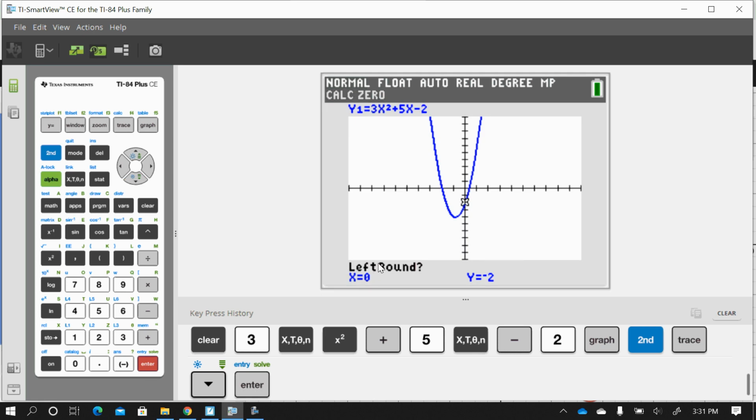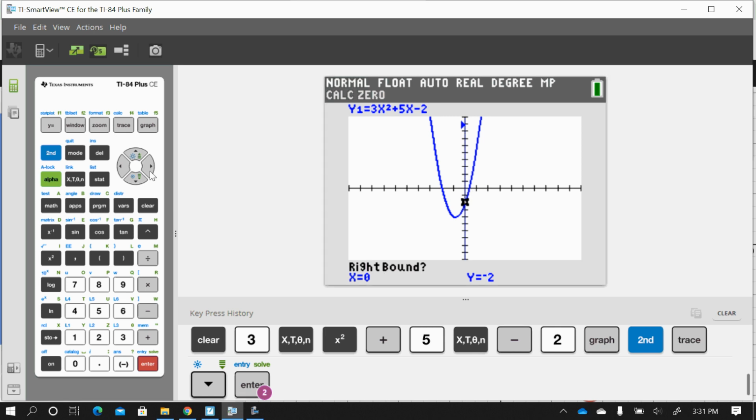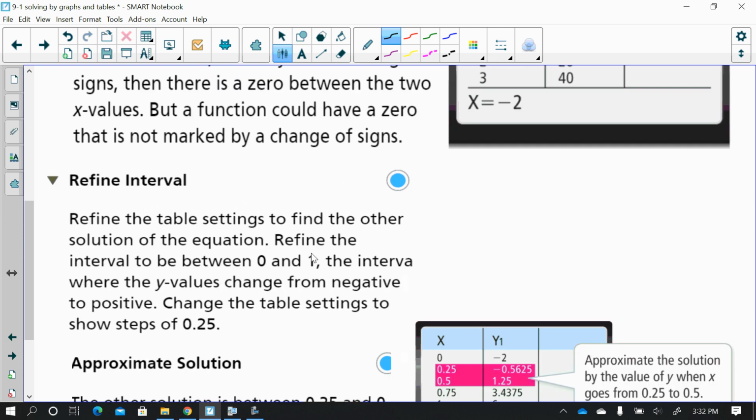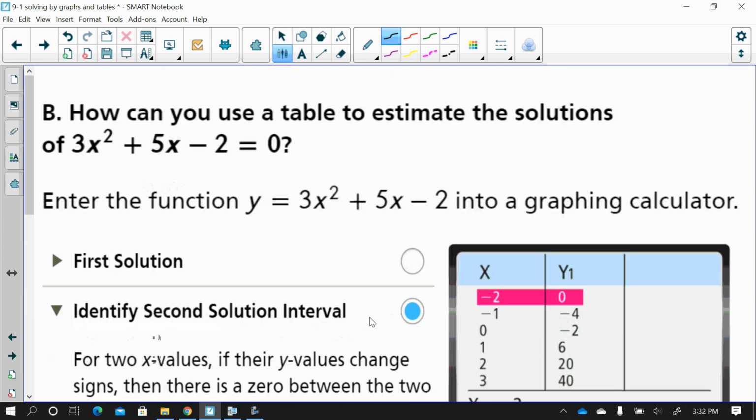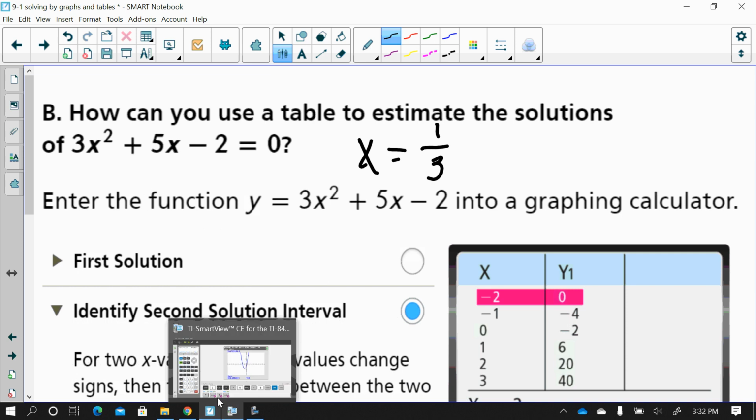First question it asks is left bound. So I want to know what this point is. Is the cursor to the left of that point? Yes, it is. So we hit enter. Notice now it changes to right bound. Am I right at that point? Well, not yet, so I need to hit the right button. Notice every time I do, my cursor moves. Now I'm to the right, so I hit enter. Anytime it asks you to guess, you always hit enter. Notice it gives us the 0 is 0.3 repeating. So instead of doing this table, I know my exact answer. x equals 1/3.